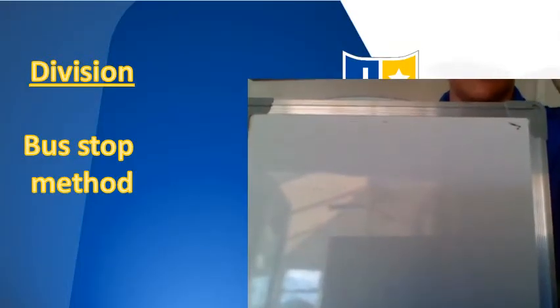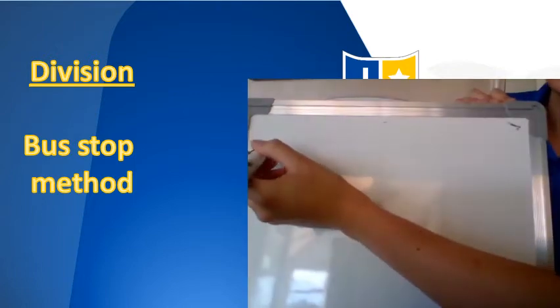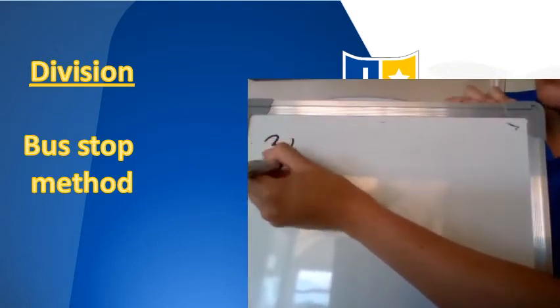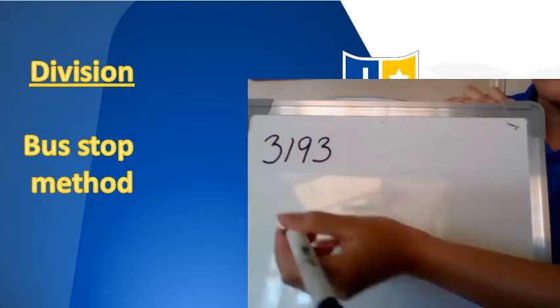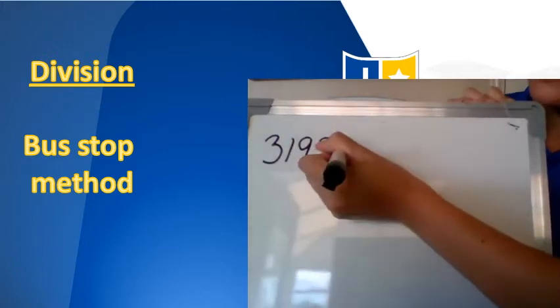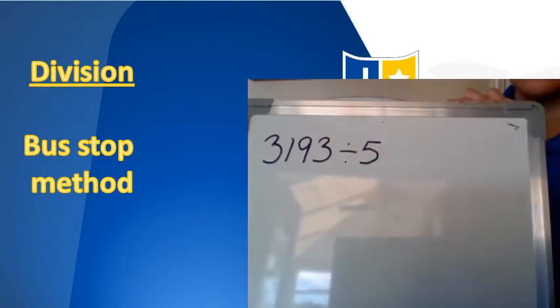So today we are looking at the bus stop method and we have done this quite a few times before. However, as we're getting ready for year 6, it's really good to have a quick recap of the short division method. So we're going to be looking today at dividing 4 digits by 1 digit. So we're going to have a quick look at an example now. I'm going to just think of a 4-digit number. So 3193, 3193 divided by 5.